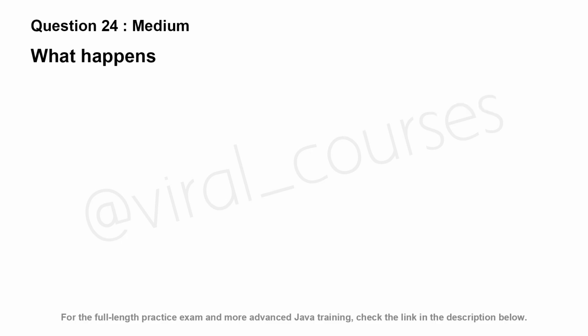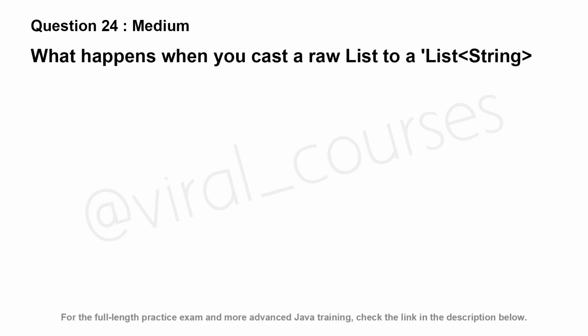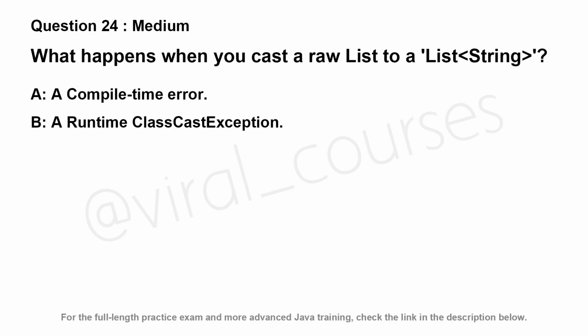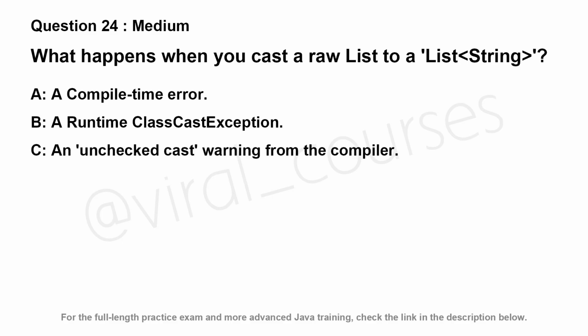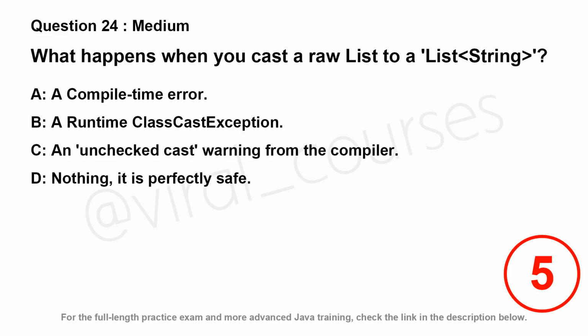What happens when you cast a raw List to a List<String>? Option A. A compile time error. Option B. A runtime ClassCastException. Option C. An unchecked cast warning from the compiler. Option D. Nothing. It is perfectly safe.